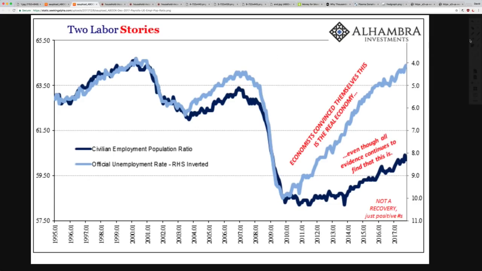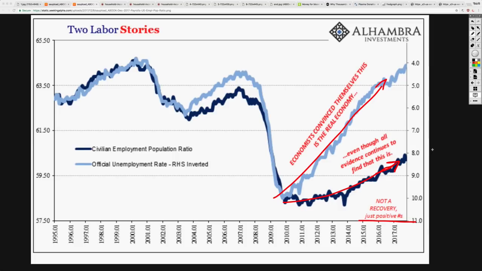This is connected in with that. Look at the difference between the civilian employment population ratio and the official unemployment rate. Of course, this is inverted. Economists have convinced themselves that this is the real economy, even though all evidence continues to find otherwise. It's not a recovery, just positive numbers. That's what they do. They can skew the statistics very well, and it's able to give the markets some, let's just say, comfort.